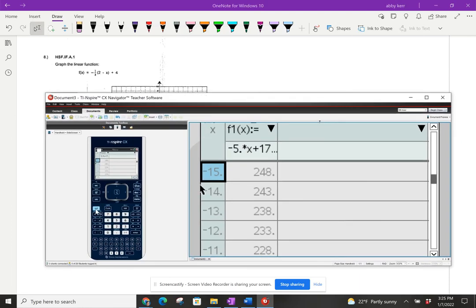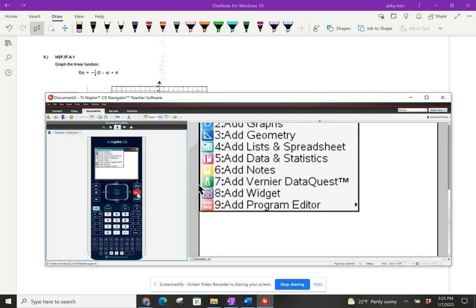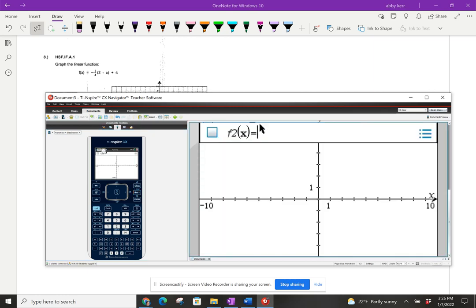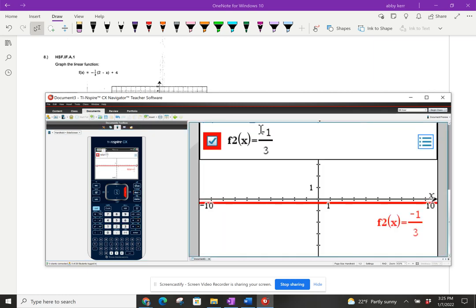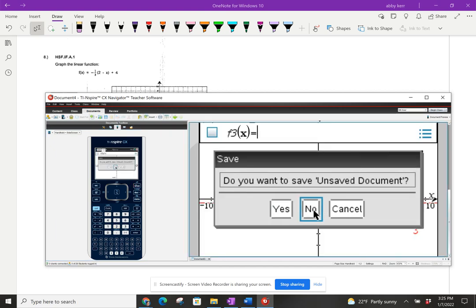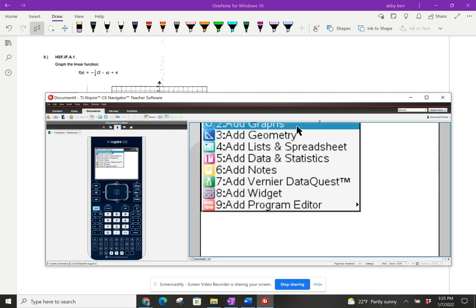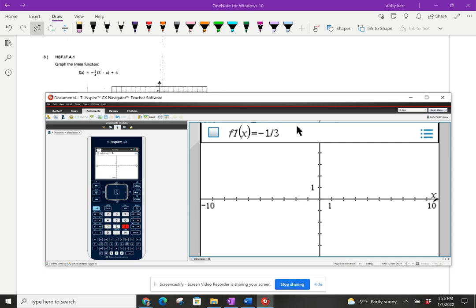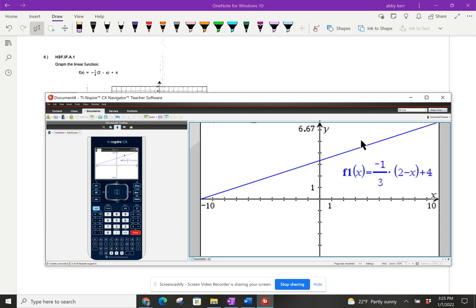So what you want to do is go to Add Graphs and type in negative 1 over 3, 2 minus, let me actually start over. I don't want you guys to get confused with the table. So negative 1 over 3, parentheses 2 minus x, that's 4. So this is what the line should look like. So this is one way of checking your work.